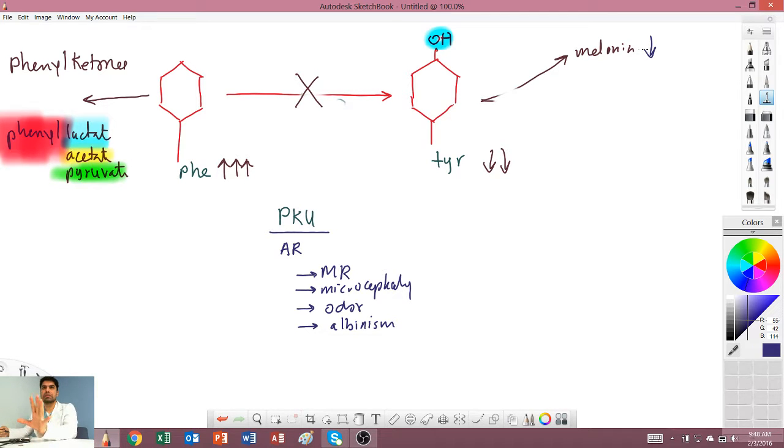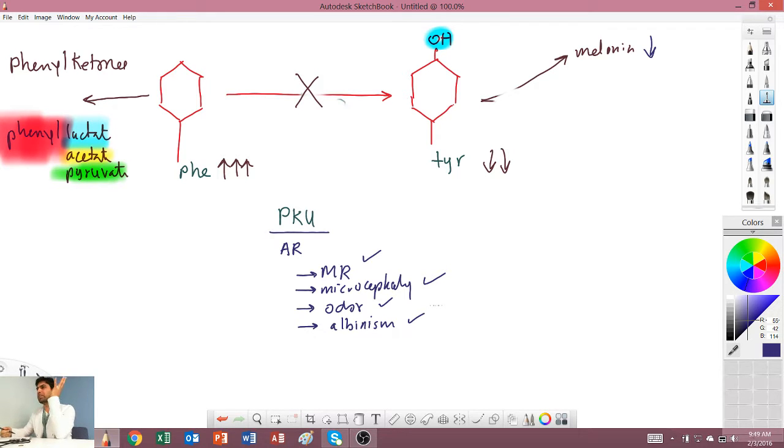Only two things. With this condition, the problems initiate because phenyl ketones are toxic. They will cause mental retardation, microcephaly, seizures, and other issues. Of course, this you have to memorize, and the musty odor you have to memorize, and albinism because of melanin deficiency. There are other conditions, neurological conditions, there are many, but this is what will help you.